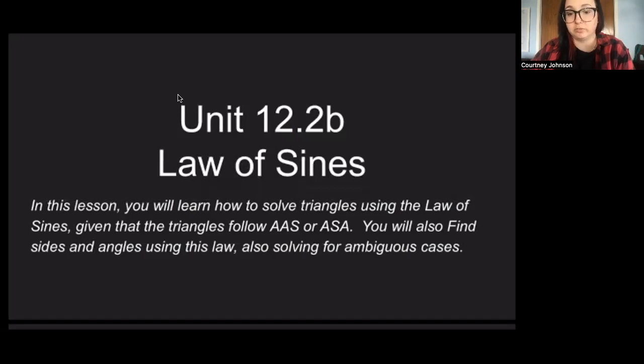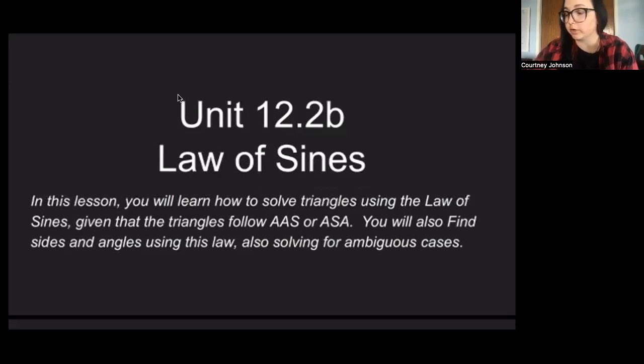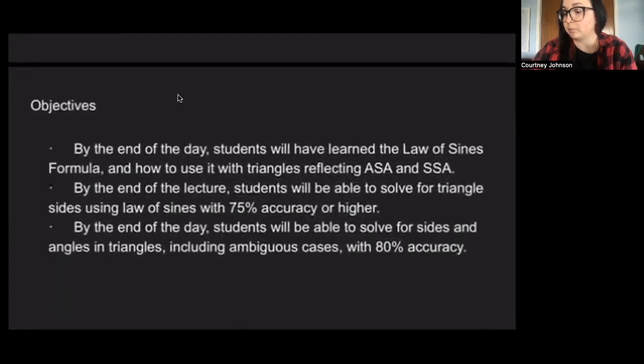In this lesson, we will learn how to solve triangles using the law of sines, given that triangles follow AAS or ASA. We'll also be seeing another case as well. We will also find sides and angles using this law, also solving for ambiguous cases. So it's something a little bit new that we're not used to yet, so we'll be jumping into that today.